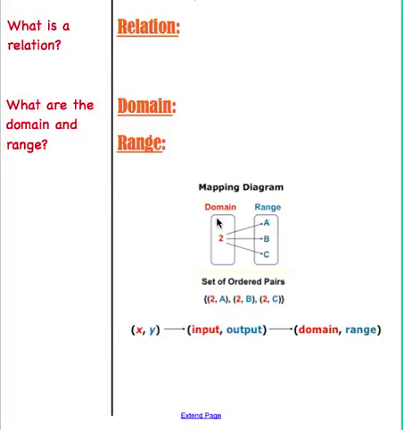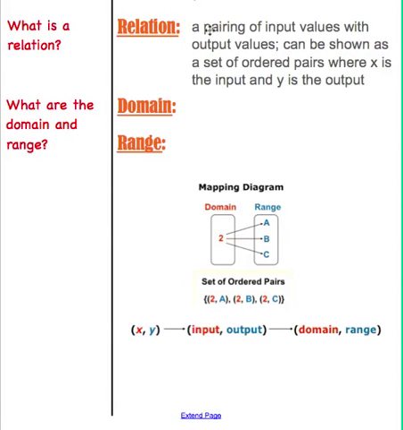Next, we're going to talk about relations. A relation is a pairing of input values with output values. This can be shown as a set of ordered pairs where x is the input and y is the output. So if you think about it, when you evaluate to get a t-table, when you've done this in the past, you've put in x values and you've gotten out y values. Input, output. Now a domain is going to be those set of input values for a relation.